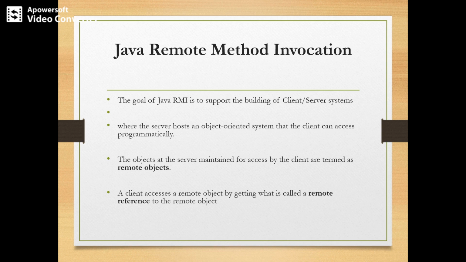Setting up a remote object is the major task in Java RMI, and it is accomplished by the following steps. The first step is to define the functionality that must be made available to the client. This is accomplished by creating a remote interface.